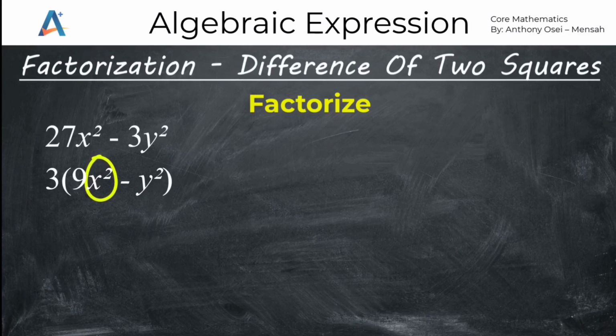If you check the remaining terms in the bracket, we still have 9 as a perfect square, x squared. So there is this part of this question which brings us to difference of two squares. If you can check well, 9 is a square, x is a square, and y is a square with a minus.